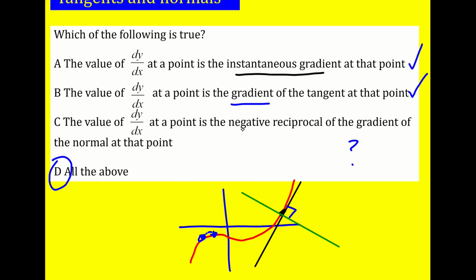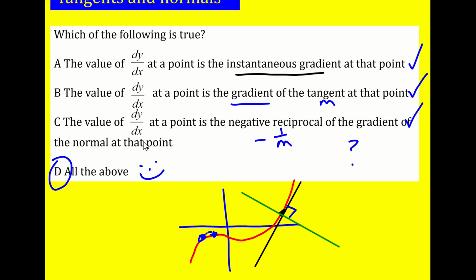And finally, negative reciprocal, that's when you have a gradient and you do minus 1 over m. So if the gradient of the tangent is m, the negative reciprocal will be minus 1 over m. And in fact, yes, because they're at 90 degrees, this is exactly right. If you find dy by dx at a point, and then you do minus 1 over it, you'll get the gradient of the normal. So that one's true as well, and you can see that leaves us with D.